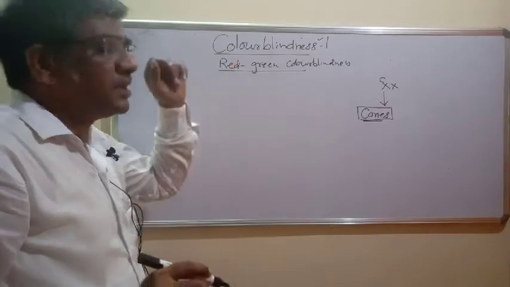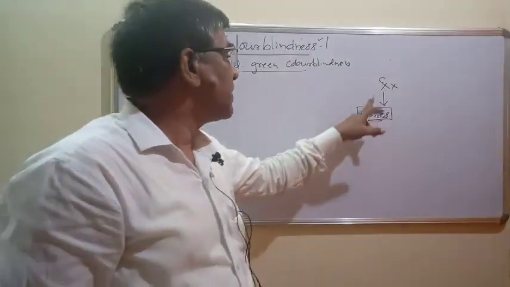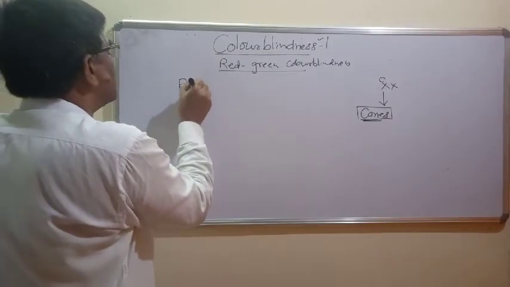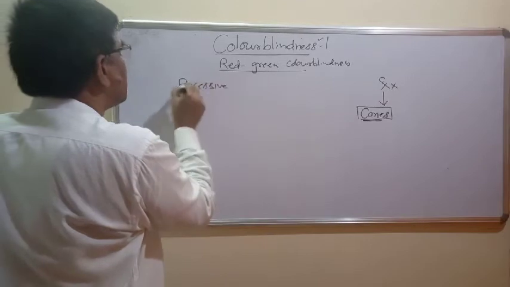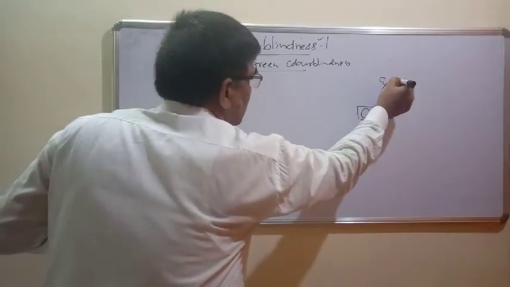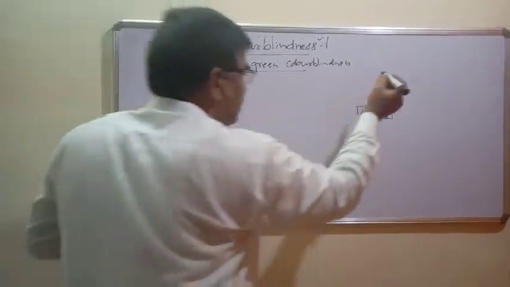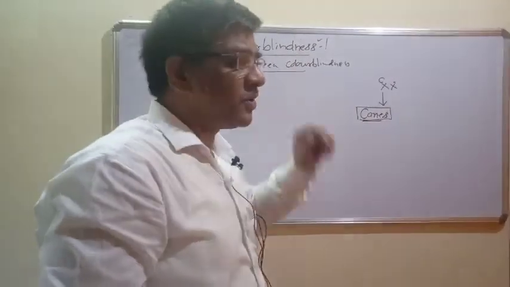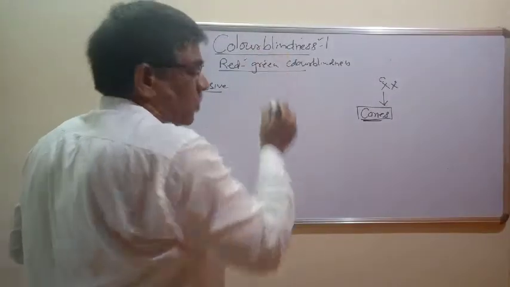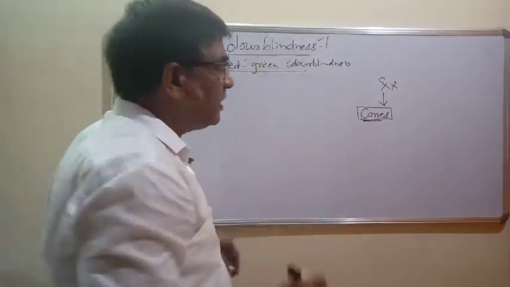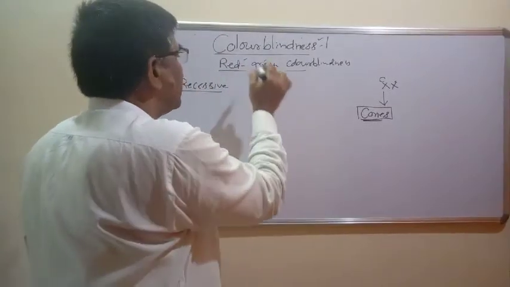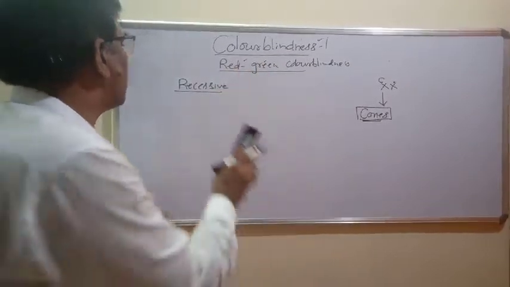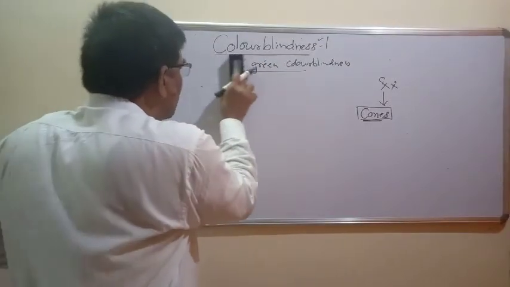What is the reason for this red-green color blindness? That is because of the absence of a gene, or because the gene has become recessive, which is present on the X chromosome. When the gene becomes recessive, the proteins responsible for the formation of red cones and green cones are not produced, so we are not able to identify red and green color, and it causes a disease known as red-green color blindness, which is a very common one. Now, what are you understanding here?